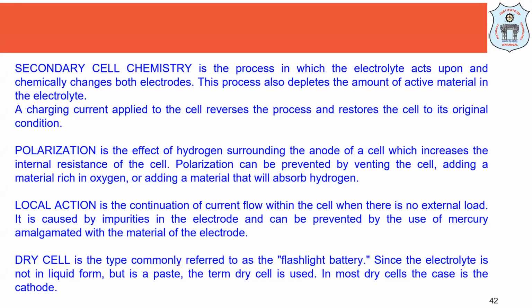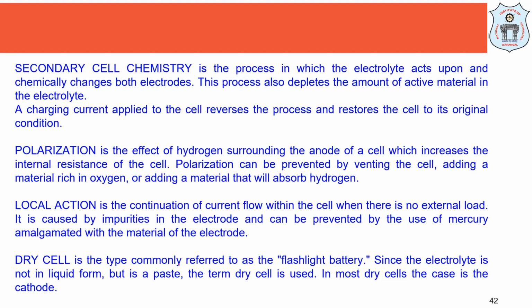We have to prevent polarization by removing the hydrogen that is being formed by venting it. We can also add some material which is rich in oxygen, so hydrogen and oxygen will combine to form water and get released. Or you can add some material which will absorb the hydrogen and release it again when you want it. Okay. And we have seen what is local action: when there are impurities present in the copper, there will be continuous flow of electrons even when there is no external load. So we have to prevent it by amalgamating with some material like mercury, right?